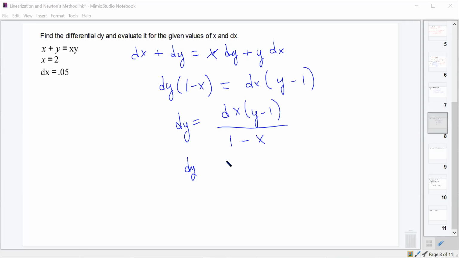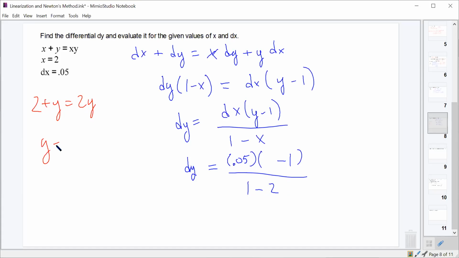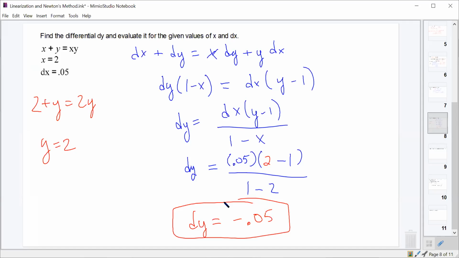So let's plug our things in. Our dx is 0.05. And we got 1 minus x, so 1 minus 2, and we got y minus 1. Well, I don't have a y value though, do I? How am I going to get a y value? Do you use the original equation? Yep, we're just going to go back and say, all right, 2 plus y equals 2y, or y equals 2. And what do we get here? If x changes by 0.05, y changes by 1 divided by -1, which makes this a negative 0.05. Good or no?